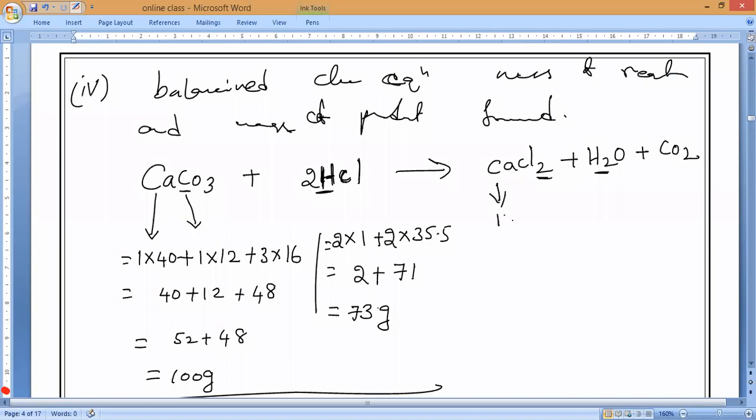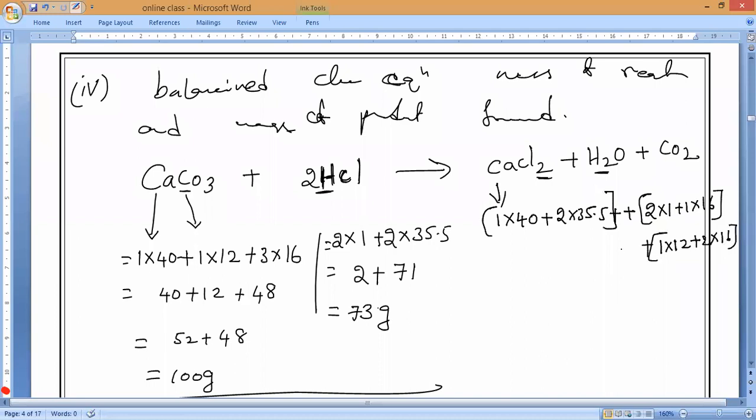Calcium, how many? 1. 1 into 40, plus 2 into 35.5. Next, hydrogen 2, so 2 into 1 plus 1 into 16. Next, carbon 1, 1 into 12, plus 2 into 16. So how much will it come? 40 plus 71.